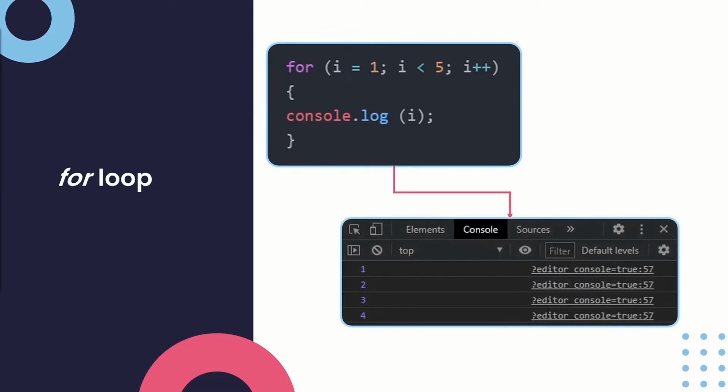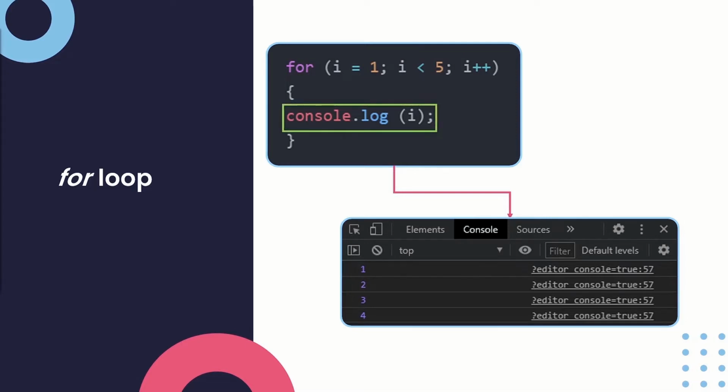So essentially what we are doing is console logging this variable i 4 times. Now let's break the code down. First, we initialize the loop by calling the keyword for. We then specify the counter, or the variable i, and we set it equal to 1. We then test the condition and ask the question, while i is less than 5, do this block of code.